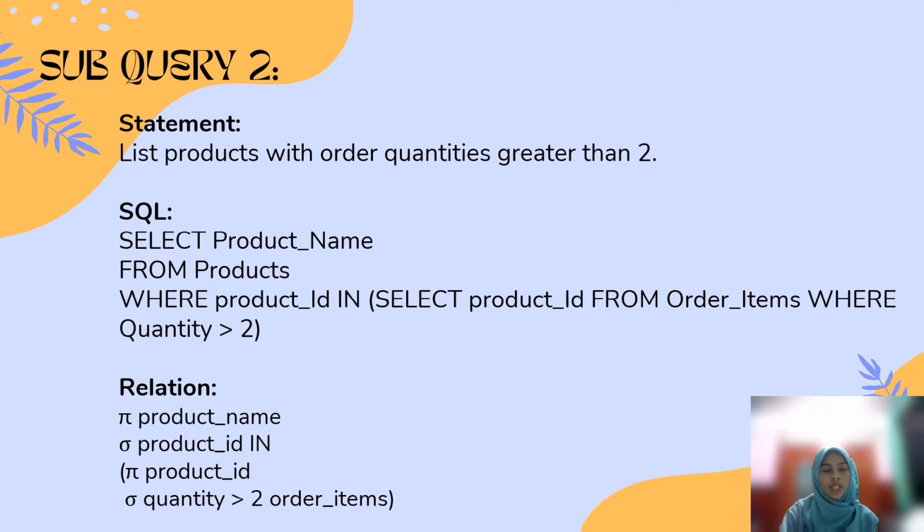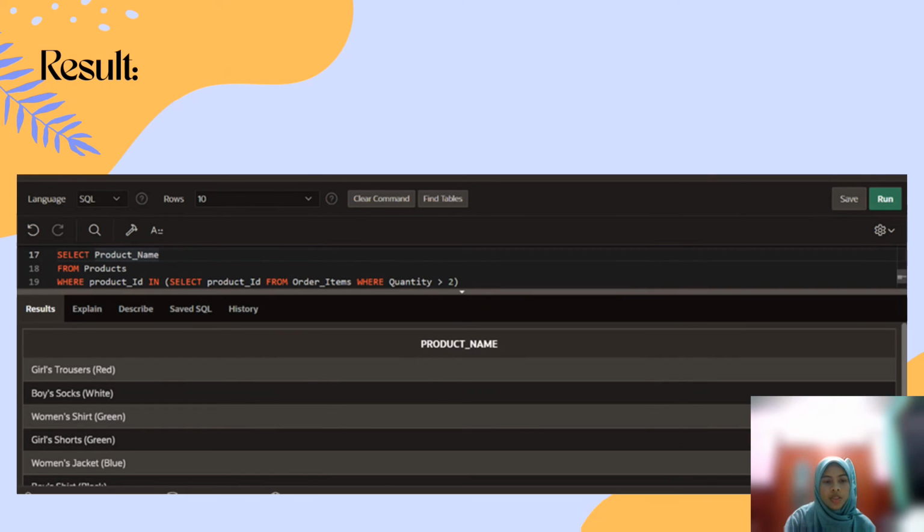For subquery 2, the statement is list product with order quantity greater than 2. For the SQL, select product name from product where product ID in subquery, select product ID from order items where quantity greater than 2. The result shows only the product names, which are girl shorts, boy socks, human shirts, and girl shorts.